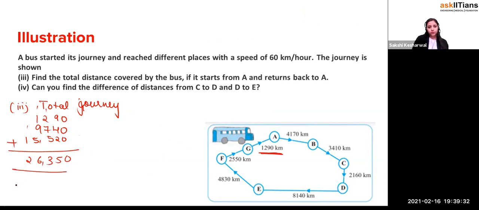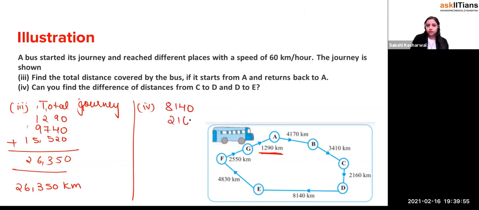So total journey will be what beta? 26,350 kilometers that he traveled, right? Can you find the difference from the distance from C to D and D to E, right? So the fourth part will be what beta? The fourth part is equals to what? Obviously D to E he traveled 8,140 and C to D he traveled 21,060 kilometers.